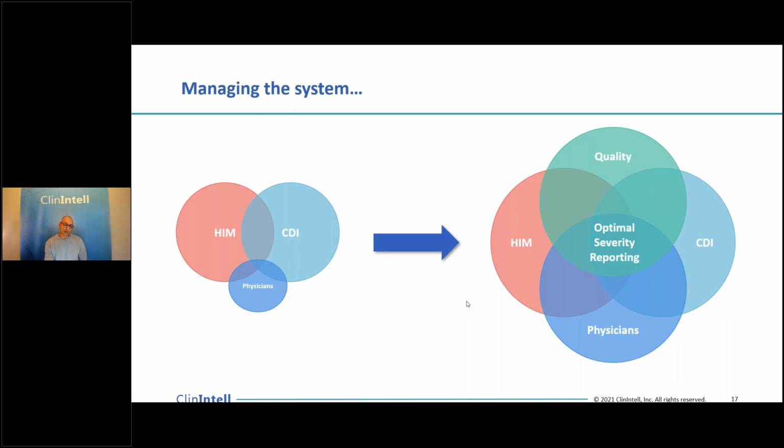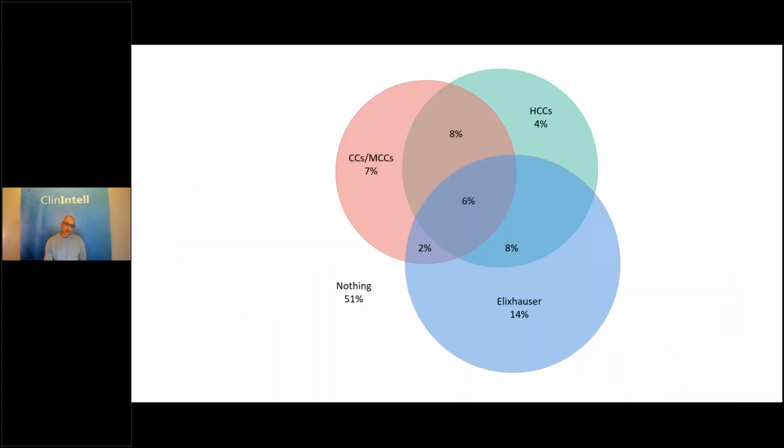Because if you're just looking for capture rates, you've seen this before as well, only 7% of all the diagnosis codes are just CCs and MCCs. Only 6% are all of the above, and 51% have absolutely no value. But this is very insightful. Because if you react to the CC and the MCC to make your metric look good, you're missing out on a lot of true severity reporting at your organization. Let me show you what managing the system looks like.